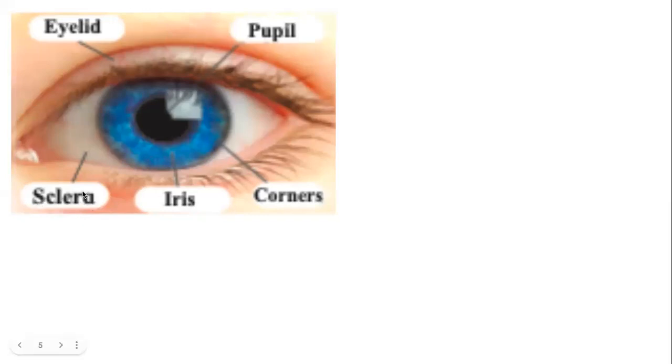The white part of the eye is called the sclera, S-C-L-E-R-A, sclera. The boundary between the colored part of the eye and the white part of the eye is called the corner. Pupil and iris, we will study in detail. Once again, no one is going to ask you to draw this diagram. This is just to understand what we are talking about. So we have eyelid, eyelashes, and the white part of the eye is called the sclera. The boundary between the colored part and the white part is called the corner.